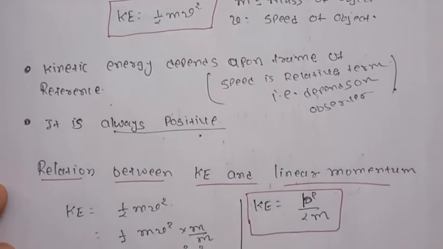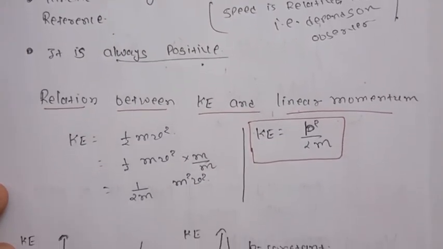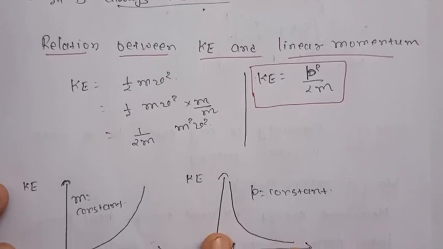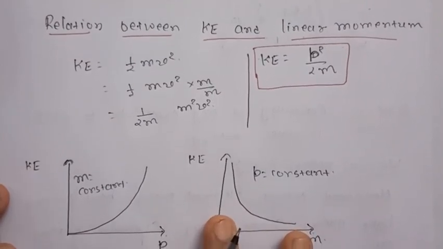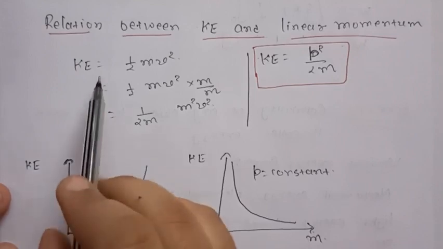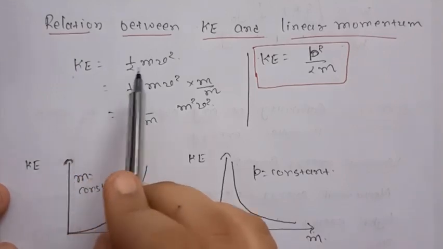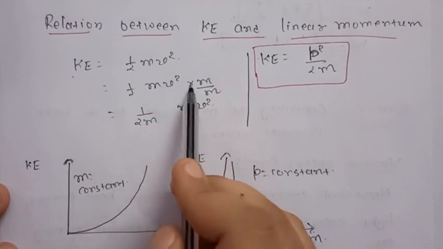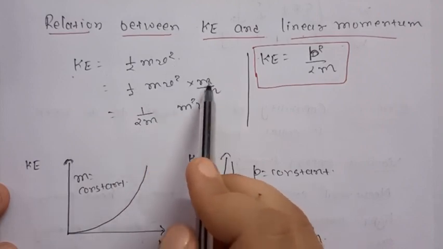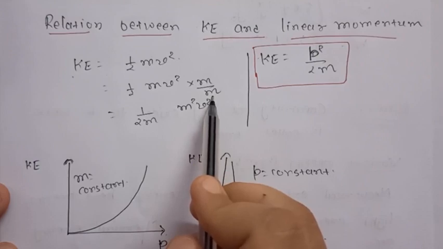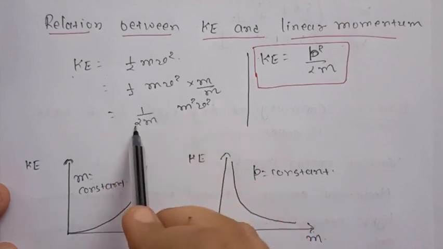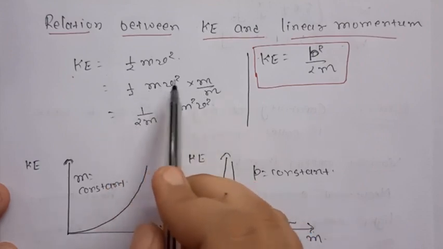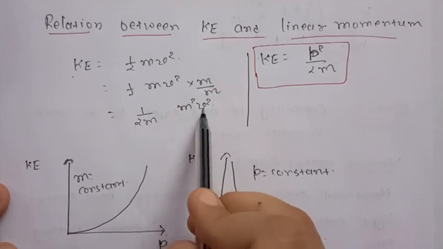Now let us see the relation between kinetic energy and linear momentum. It is a very important relation. So let us see that. Kinetic energy is defined as half m into v square. If we divide and multiply this kinetic energy with mass, then in the denominator there will be 2m, and m into m will be m square v square.